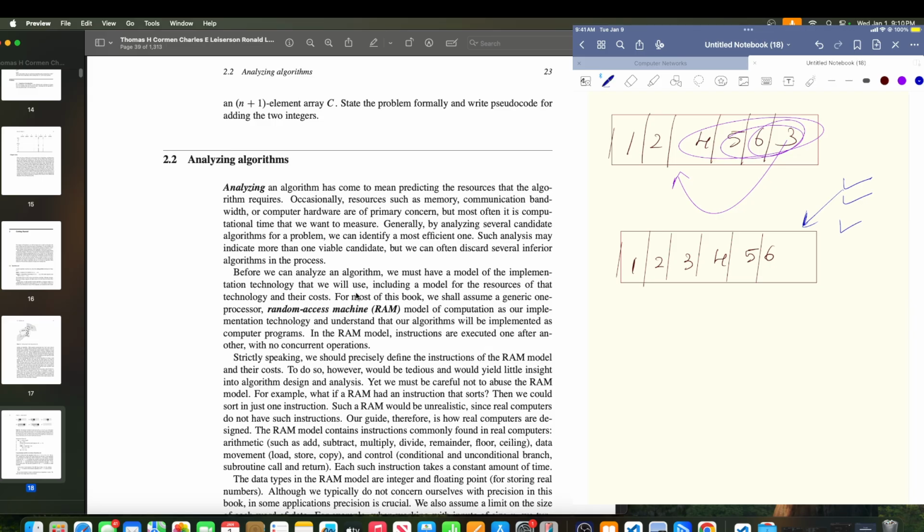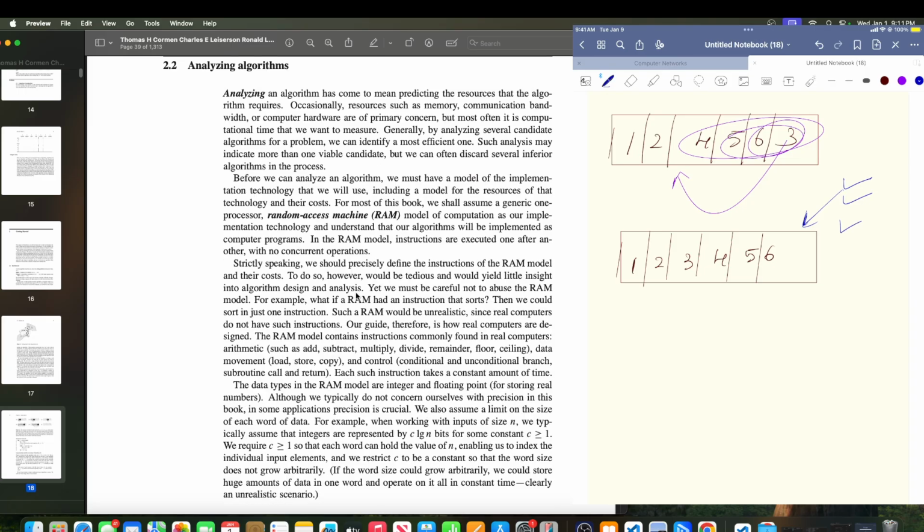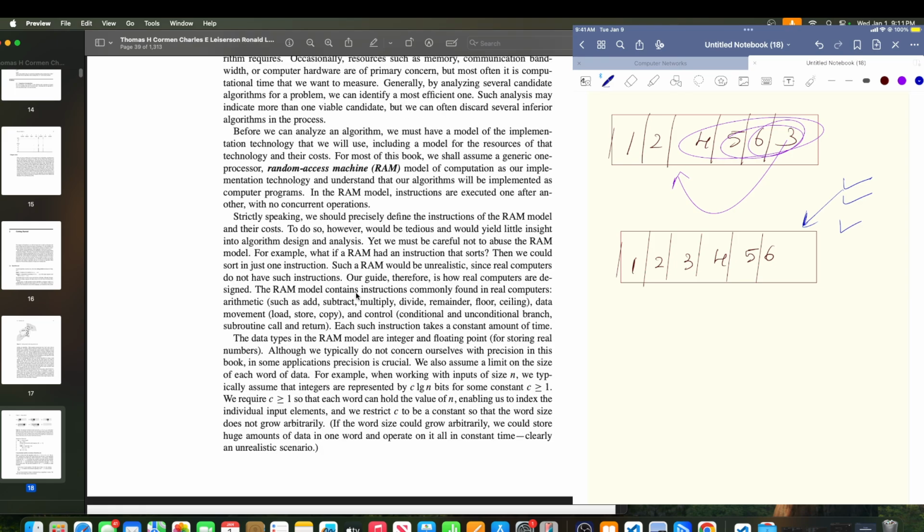Before we can analyze an algorithm, we must have a model of the implementation technology that we will use, including a model for the resources of that technology and their costs. For most of this, we use a generic one-processor random-access machine (RAM) model of computation. In the RAM model, instructions are executed one after the other, with no concurrent operations. So what he is saying is that there is no switching happening. Strictly speaking, we should precisely define the instructions of the RAM model and their costs. This would be tedious, yet we must be careful not to abuse the RAM model.